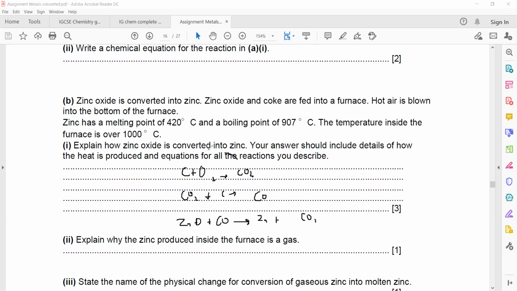And what is the purpose? The first equation is to produce the heat energy. The second equation is to produce carbon monoxide. And the third equation is to reduce the zinc oxide to zinc.